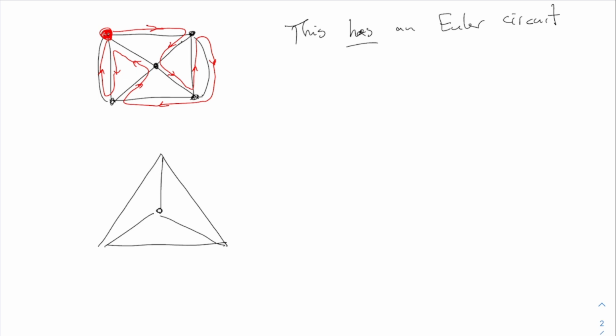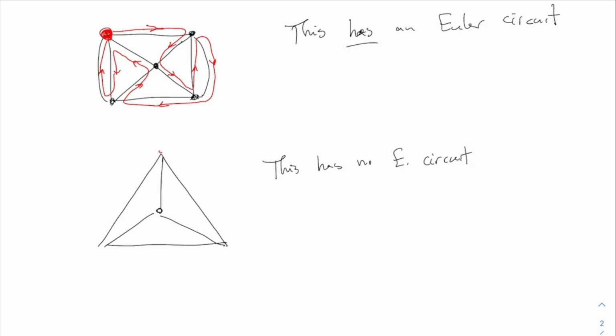This graph right here. This one actually has no Euler circuit. Although I would say it's not exactly obvious why not. I mean, like I said before, the best you can do is say, well, I tried and I wasn't able to make it happen. But it's hard to say exactly why not.